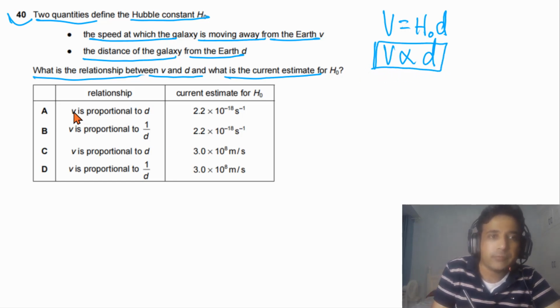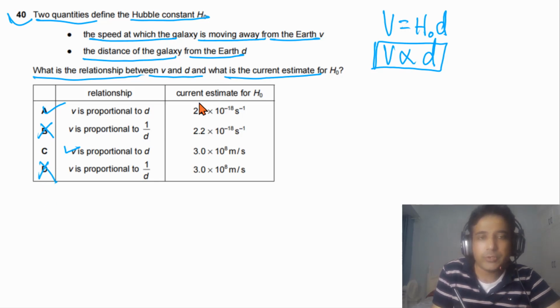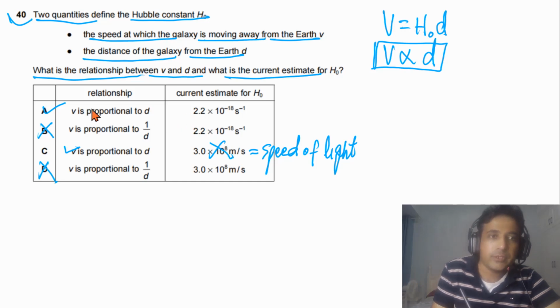So if you look at given options, the answer can be A or answer can be C. B cannot be the answer, D cannot be the answer. Now we need to look at given values of H naught. If you look at option C, this is telling us 3.0 times 10 to the 8, and this is not the value of Hubble constant, this is the speed of light in vacuum or speed of light in air. So it means this is incorrect. So the answer for this question is A.